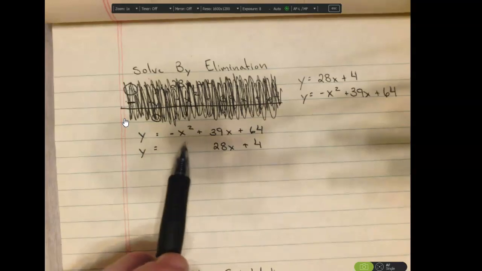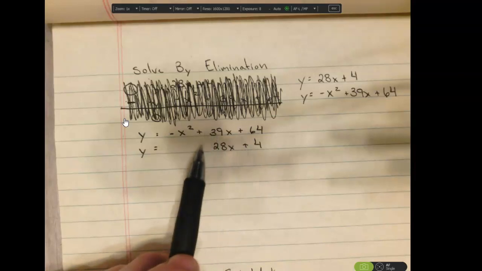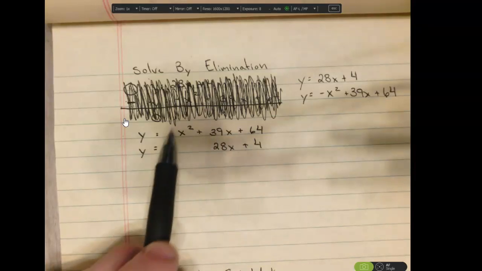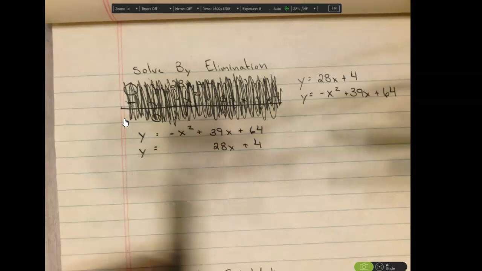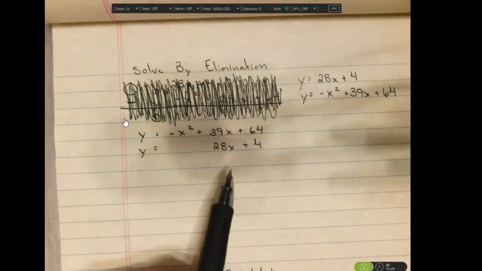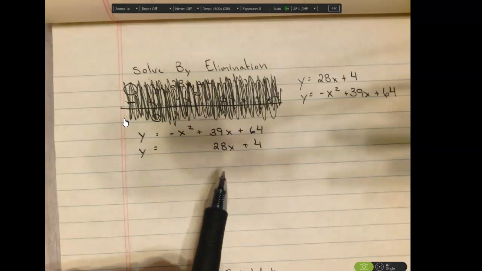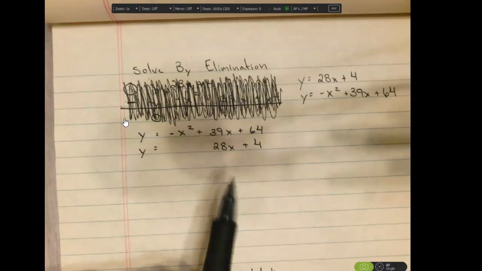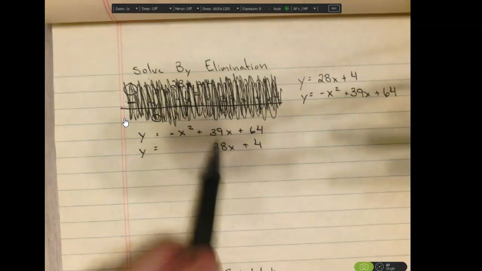I'm really not too worried about the x squared because, again, we're doing one quadratic and one linear. So we're not going to have two x squares to begin with. You will always have a y because all of these are going to be y equals, and you'll always have an x in your equations as well. So I'm going to try to eliminate or get rid of one of my x's or my y's. Doesn't matter which one.